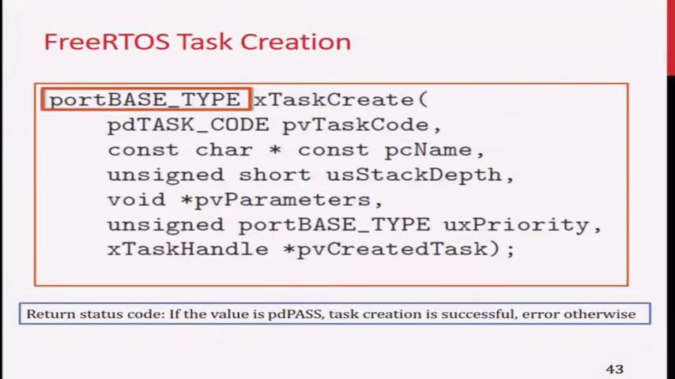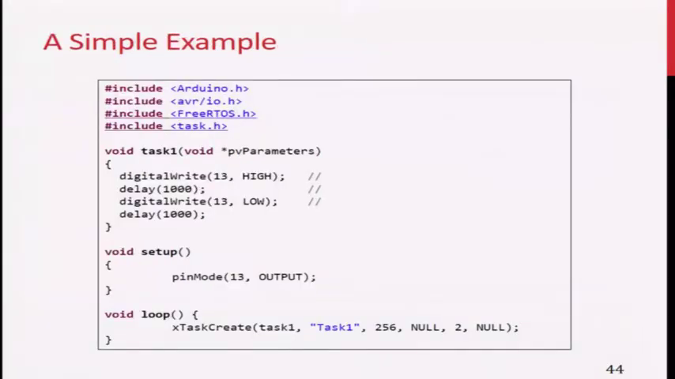Okay, and then the return status. When I create a task, the RTOS library is supposed to give me a return parameter to know whether it is successful or unsuccessful. This shows you a simple example. Like I said, when I look back at this example now, you will see that actually there is nothing much to worry about.